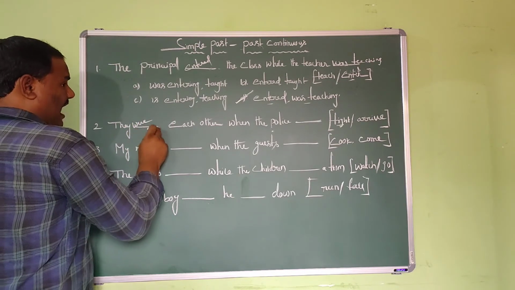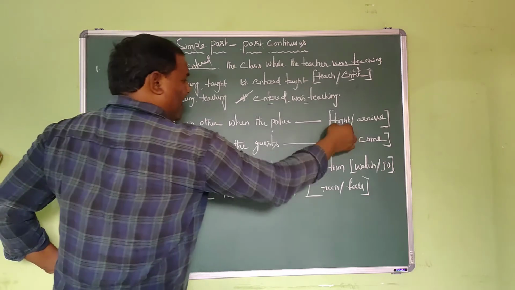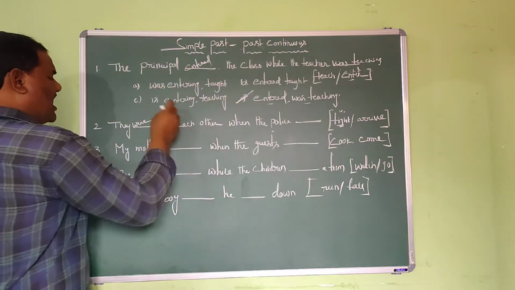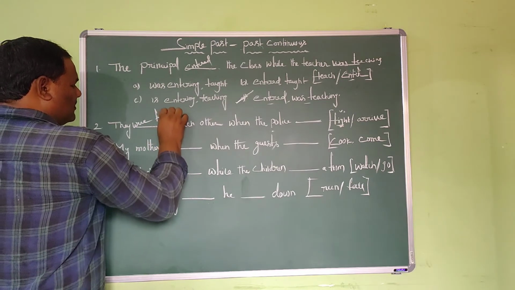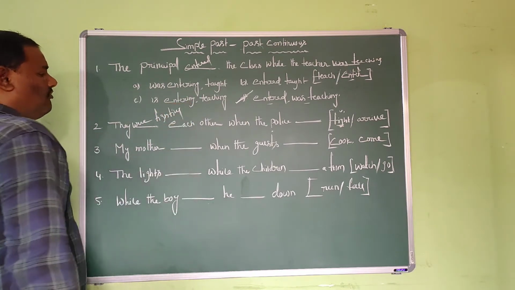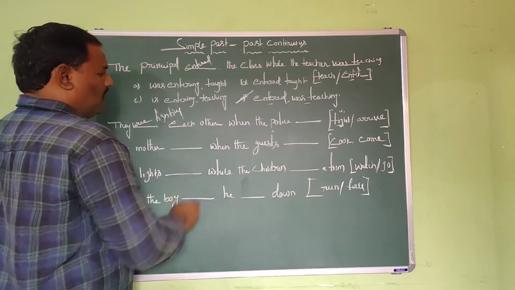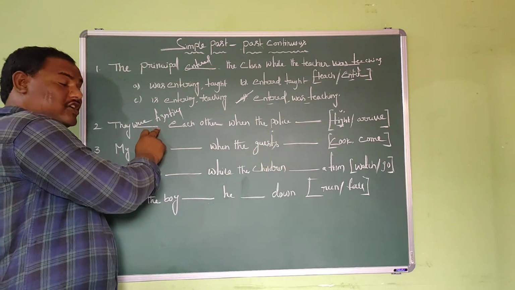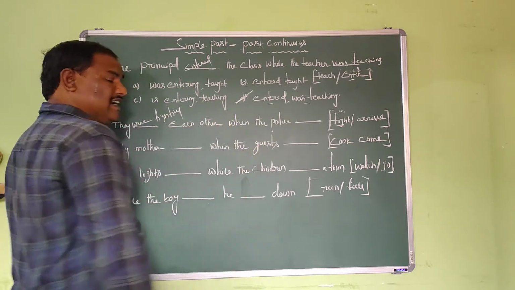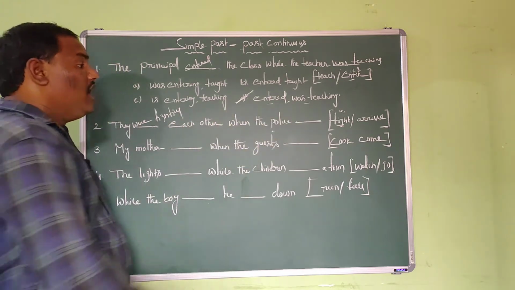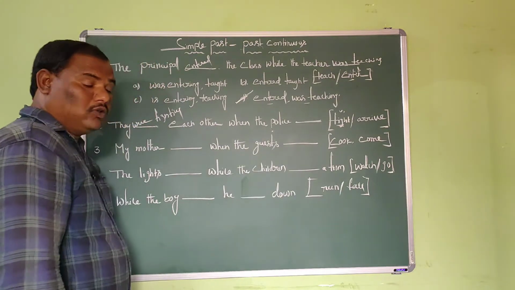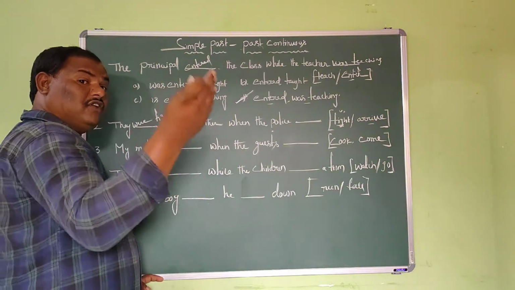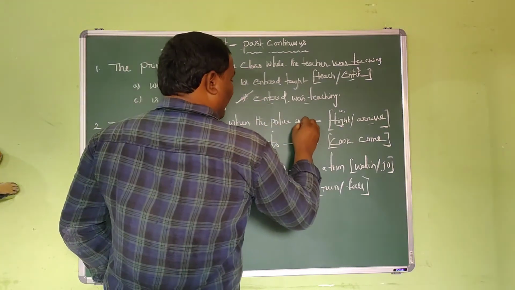They were, and we require V4 form of the verb. Fight is a V1 form of the verb, and when we convert V1 fight into its V4, then it becomes fighting. They were fighting each other when the police. So this is the blank which is filled up with the past continuous, and eventually the second blank can be filled up with the simple past, and the blank requires V2 form of the verb, and here we are given the verb which is in V1, and when we convert that V1 form into V2 it becomes arrived.